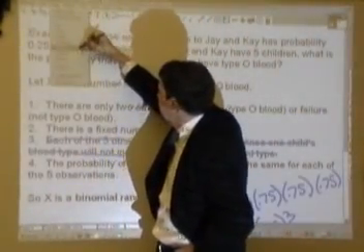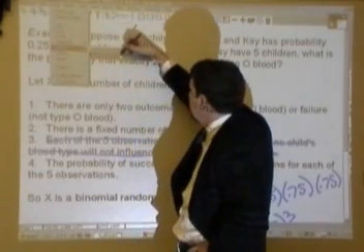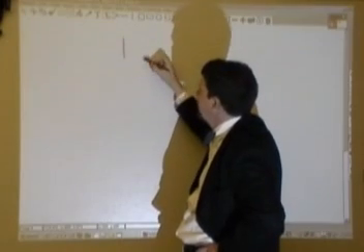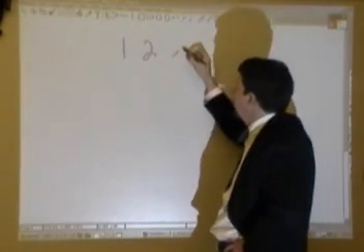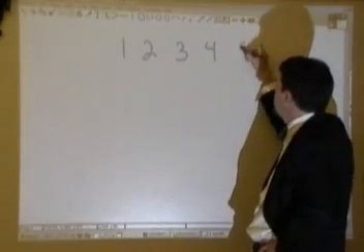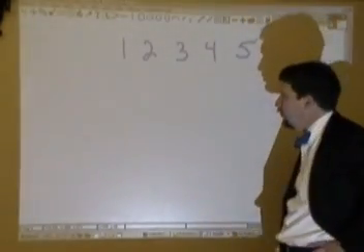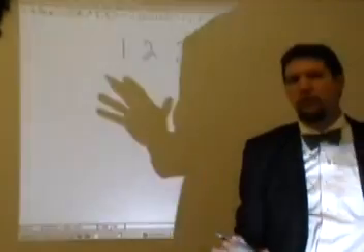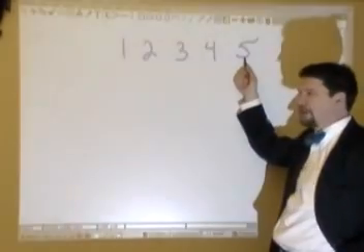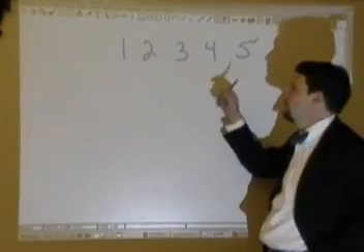If we think about what can happen here, they can have one kid with type O blood, 2 kids with type O blood, 3 kids, 4 kids, or 5 kids with type O blood. But the one value that we're missing is if they have no kids with type O blood, certainly they can have all kids with not type O blood.